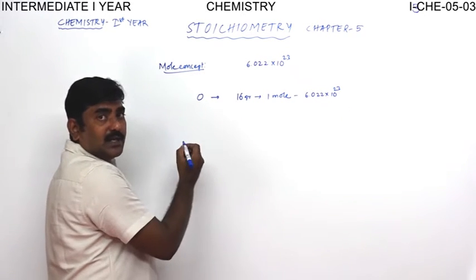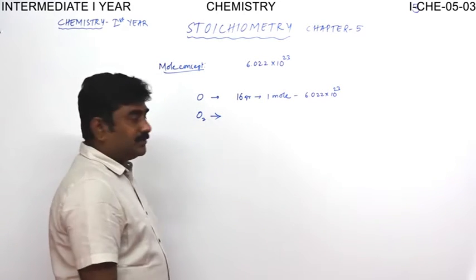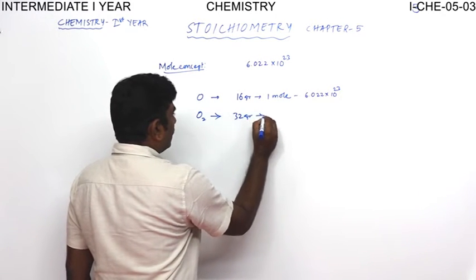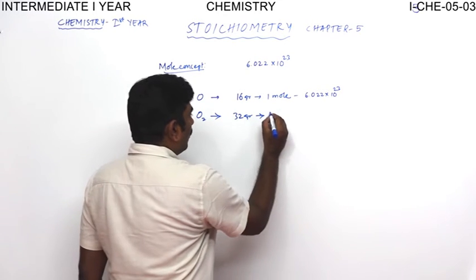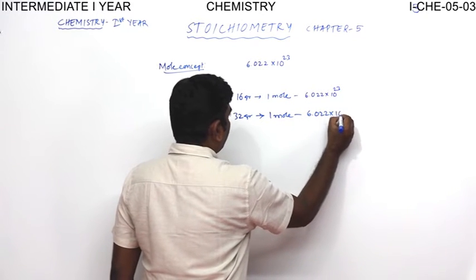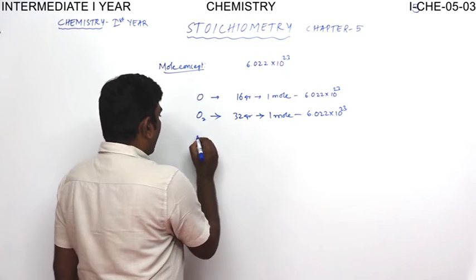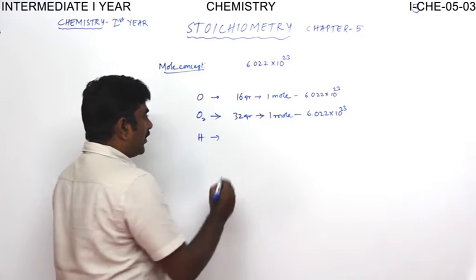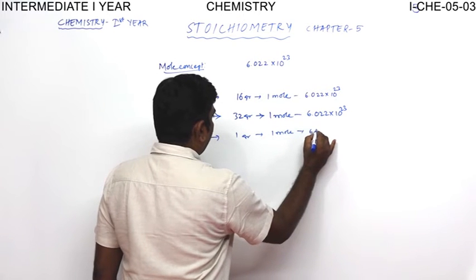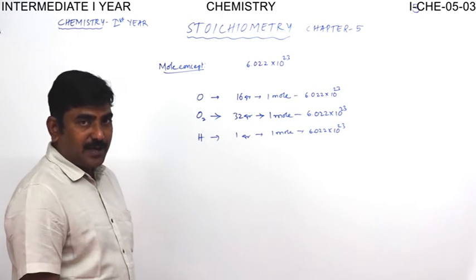For example, I am taking the O2 molecule, and 1 mole is equal to its molecular weight. What is the molecular weight of O2? 32 grams. So 32 grams is equal to how much? 1 mole. So it contains how many oxygen molecules? 6.022 into 10 power 23 oxygen molecules. For example, hydrogen atoms I am taking. What is the atomic weight of hydrogen? 1 gram. So 1 gram is equal to how much? 1 mole. It contains how many hydrogen atoms? 6.022 into 10 power 23 hydrogen atoms.